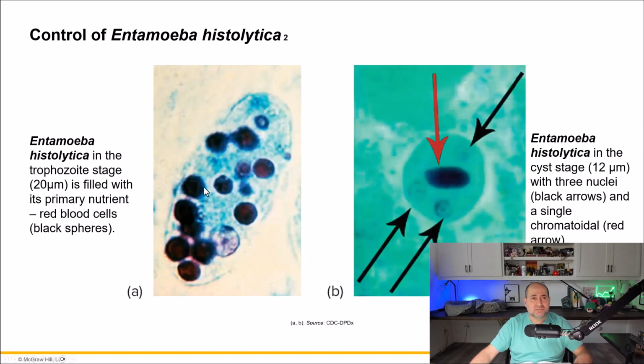Here you can see a picture of Entamoeba histolytica. Here it is in its trophozoite stage, filled with its primary nutrient, red blood cells. It phagocytoses red blood cells and feeds on them. You could see how this would result in that fever and all of those other symptoms and signs of the disease. And on the right, you can see the cyst stage of Entamoeba histolytica, and you can see it's got the 3 nuclei. You see the 3 nuclei with the black arrows, and the chromatoidal, which is the red arrow. Remember, that's a cluster of ribosomes.